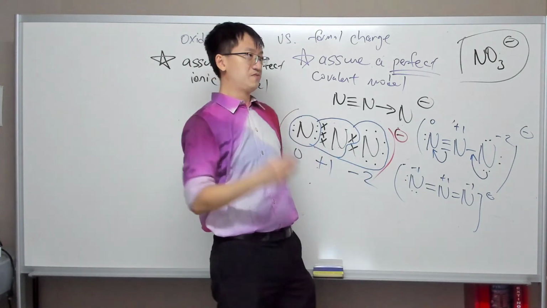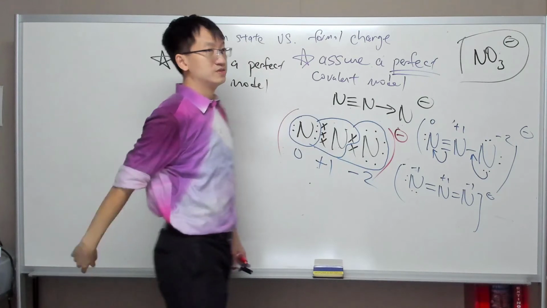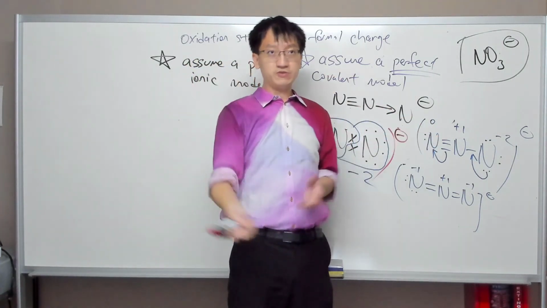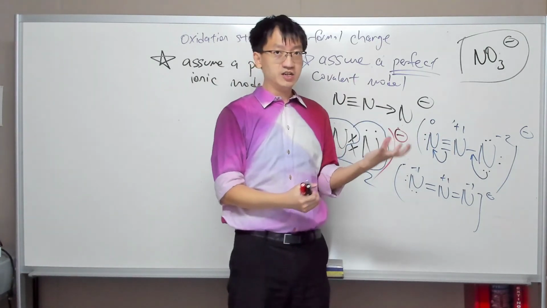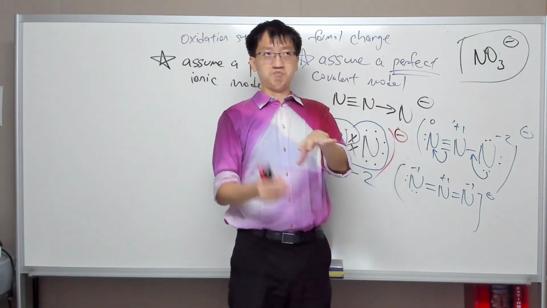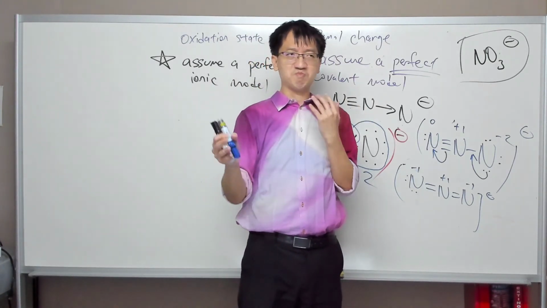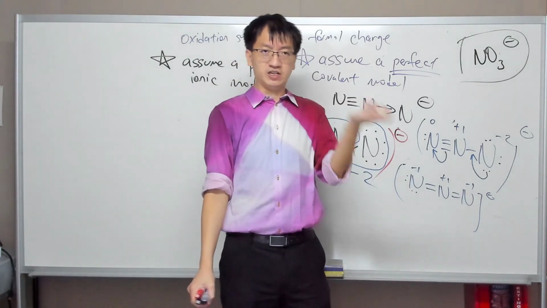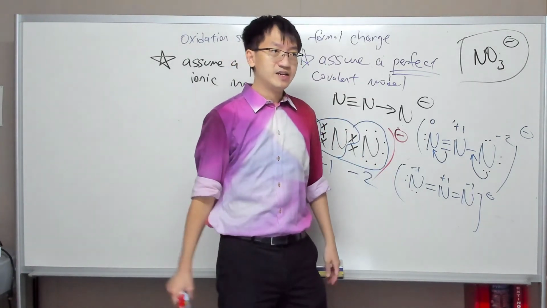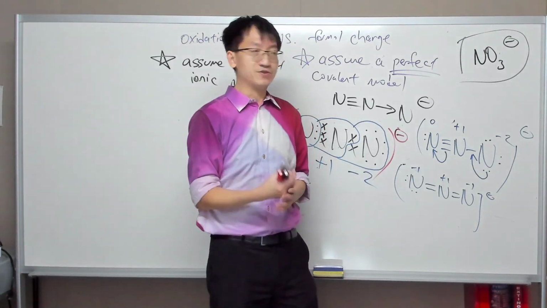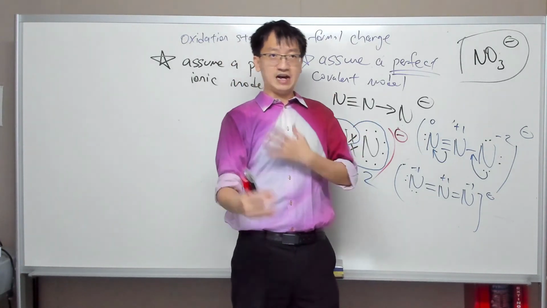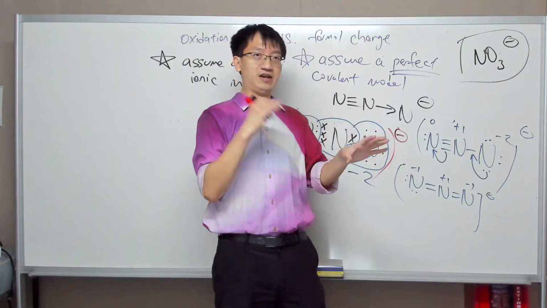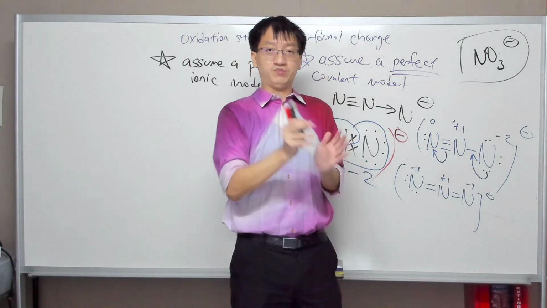From this very short video, I hope you are able to see, number 1, the difference between oxidation state and formal charge, and number 2, the advantage of using formal charge to help us predict the best representation of a Lewis structure for a particular species. As you progress in chemistry, other tools will become more useful, but at this point in time, formal charge will help you best predict the structure.